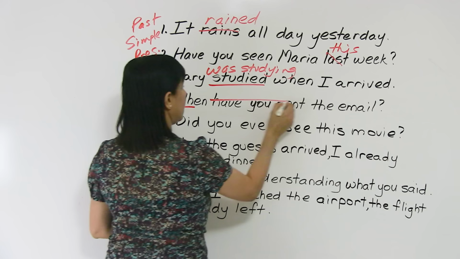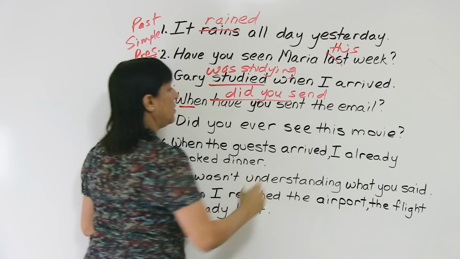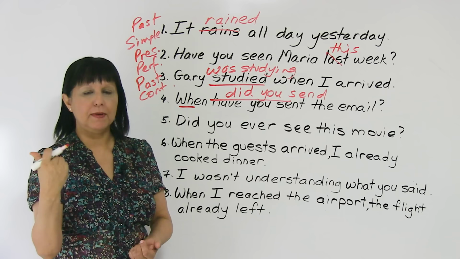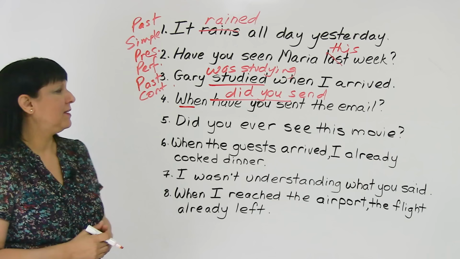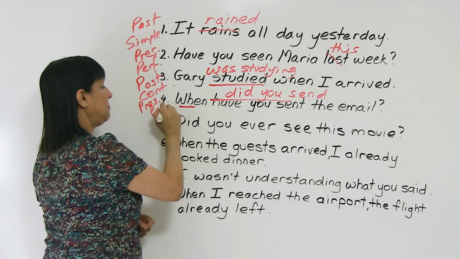Okay? When did you send the email? Because when I ask you that question, you're going to tell me sometime in the past. That's finished and over. So that's past simple and not present perfect. So if you made a mistake here, you should really review past simple, but more importantly also, again, present perfect. Okay? A little bit of both.